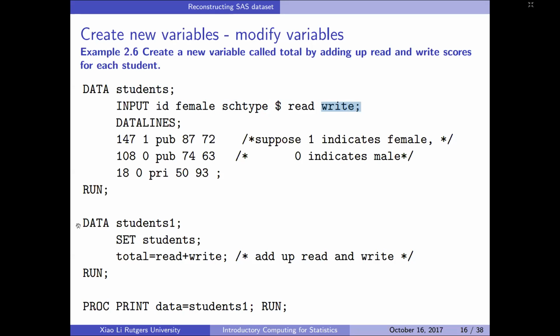So here we create a new data set called students1, and we write the set statement with our old data set, students, and we write another line: total equals read plus write. And always remember to put this small symbol here, otherwise it will return some errors. It is obviously very simple.